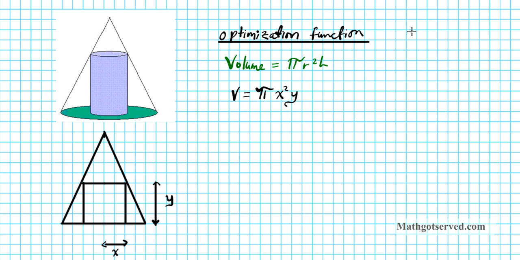Now, the constraints. What are the constraints on the dimensions of the cylinder? So the constraint, or the secondary function: we're constrained by the dimensions of the cone. We have this triangle right here. The cross-sectional rectangle of the cylinder must reside inside that of the cone. There are 2 ways that we can find the equation for the constraints.